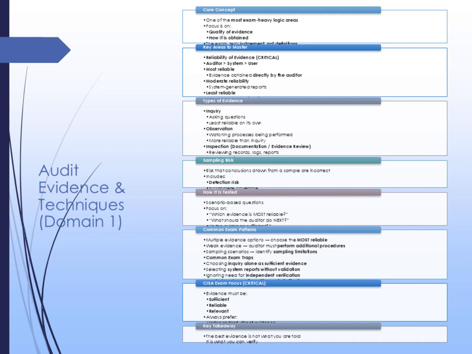You also need to understand the different types of audit evidence collection techniques. Inquiry involves asking questions and gathering explanations from personnel, but inquiry alone is not usually sufficient evidence. Observation involves watching processes or controls being performed and is generally more reliable than inquiry because the auditor sees activities directly. Inspection involves reviewing records, documentation, reports, logs, and other forms of evidence to validate whether controls or activities occurred as expected. Another important concept is sampling risk.